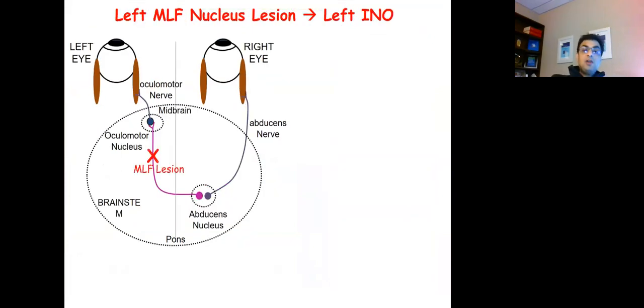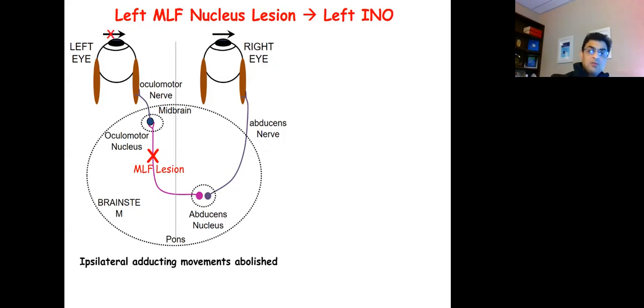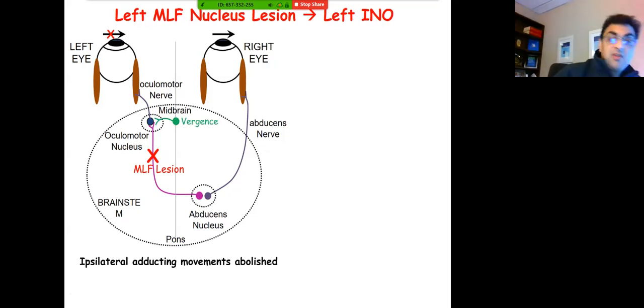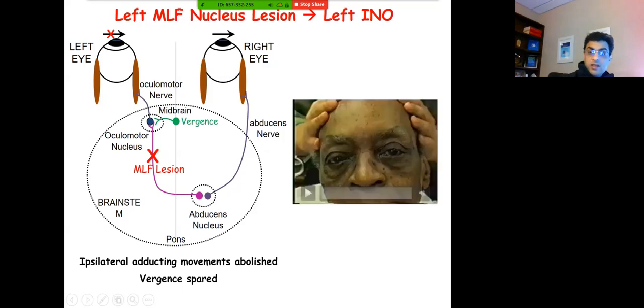Now, let's say you have a lesion in the connection between the abducens nucleus and the oculomotor nucleus. In that case, the patient will not be able to adduct the eye which is ipsilateral to the MLF lesion, but will be able to abduct the eye on the opposite side. When we ask the same patient to do vergence, that will be intact. So here is an example of a patient with internuclear ophthalmoplegia.